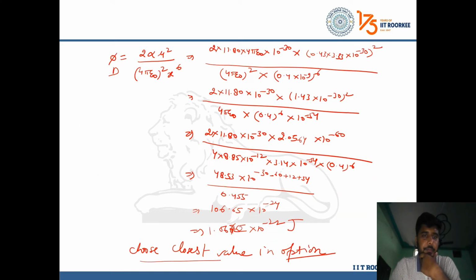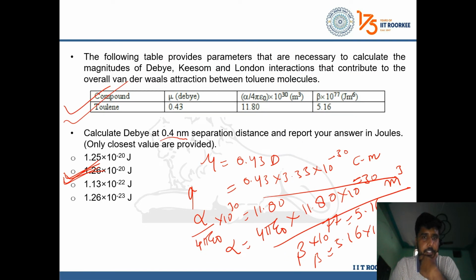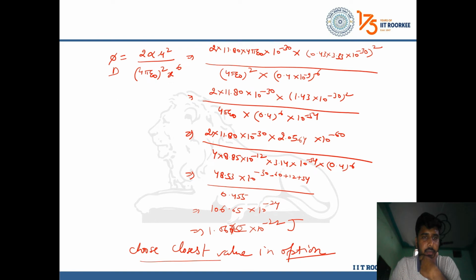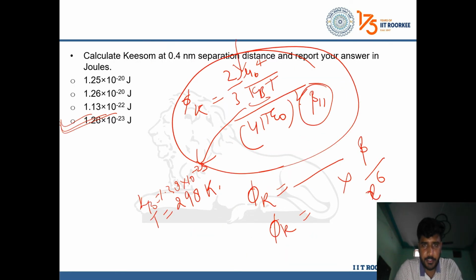So this is the formula for Debye interactions. That is 2 alpha mu square divided by (4 pi epsilon) squared x power 6. You already have the alpha value, the mu value, the epsilon naught value, and the separation distance, that is 4.4 nanometer. You can easily put in the values, and you will get the Debye interaction contribution.